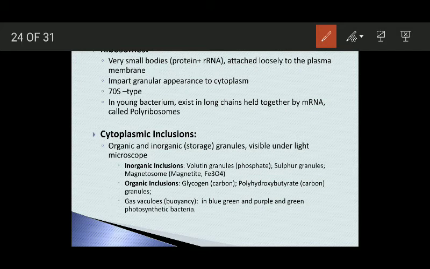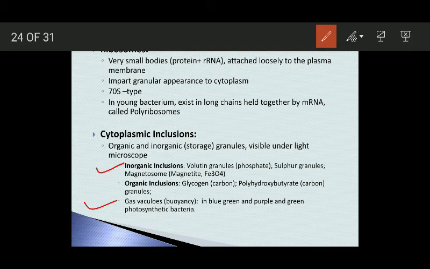Then cytoplasmic inclusions. Cytoplasmic inclusions are actually the organic and inorganic storage granules which are visible under light microscope. Under inorganic inclusions, we have volutin granules which contain phosphate, sulfur granules containing sulfur, then magnetosome, they contain magnetite. Organic inclusions include glycogen, which is a carbon reservoir, polyhydroxybutyrate, carbon reservoir, and then we have gas vacuoles.